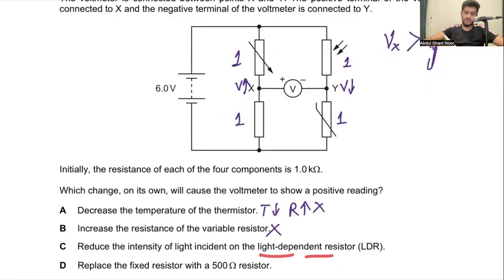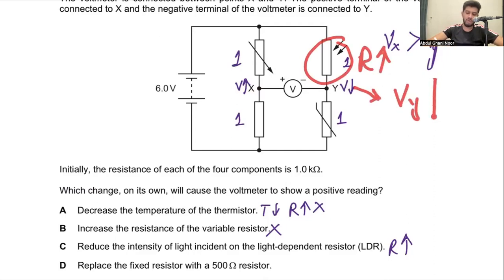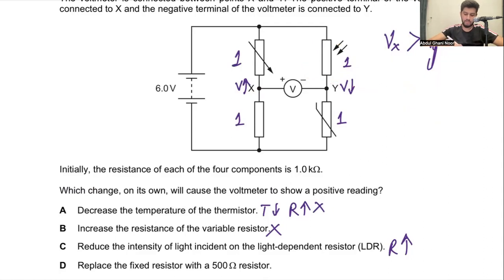Reduce the intensity of light on the LDR. LDR की light intensity कम करेंगे, इसकी resistance क्या हो जाएगी, बढ़ जाएगी. When the resistance increases here, यहाँ पर जो voltage बाकी रह जाएगा VY पे, वो कम हो जाएगा. And that is exactly what we want. We want VY to be less than VX. So C is the correct answer.